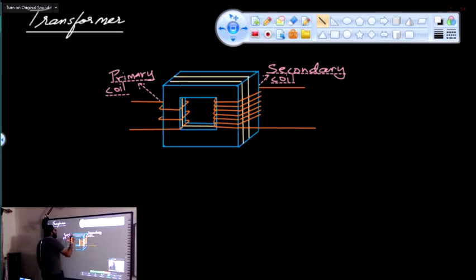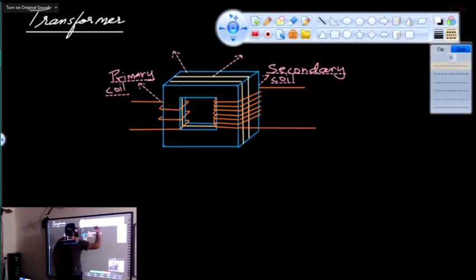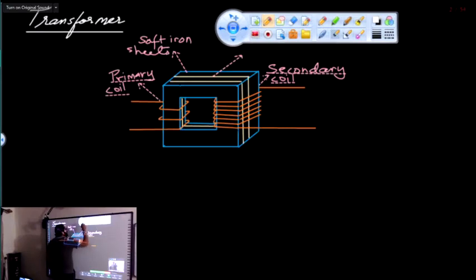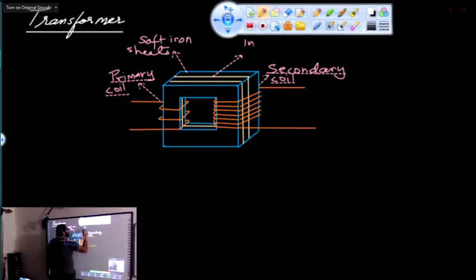Okay, now this is the soft iron sheet. This is an insulating medium. Take it, and that's it. Now I'm just going to write soft iron sheets and insulating medium.